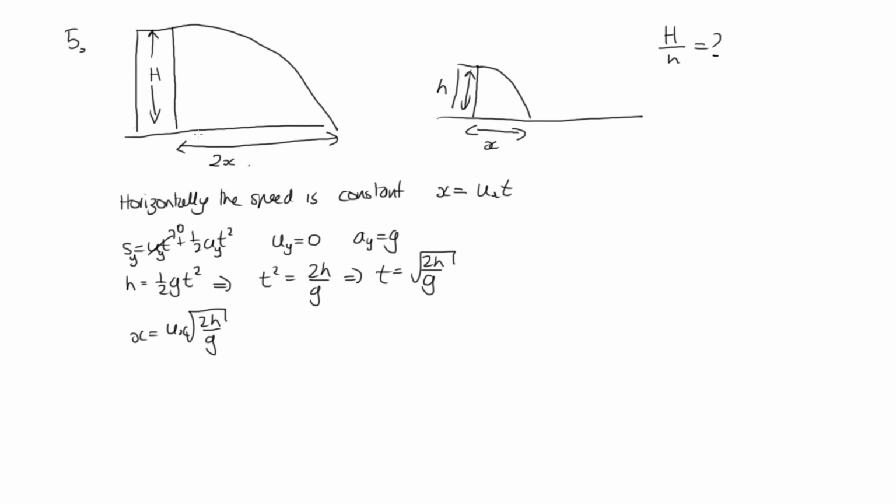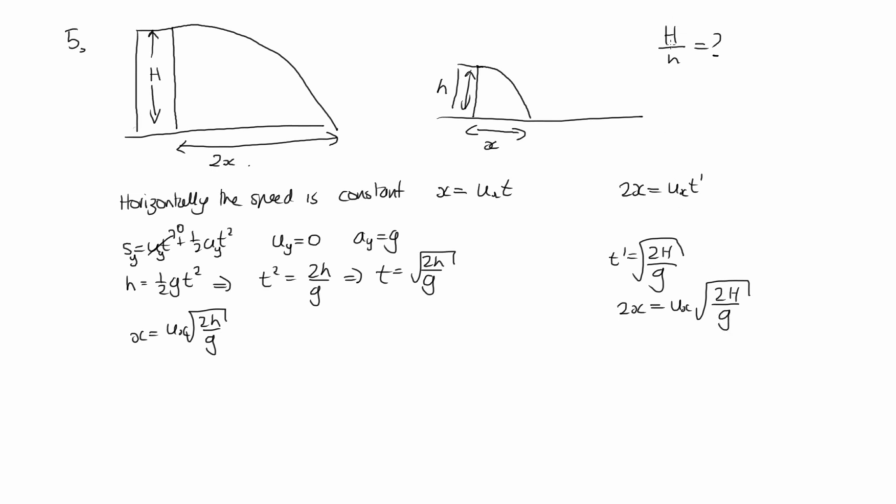Now the only thing that's different between these two is here we've got 2x, so 2x here will equal ux times t dash, where t dash is the time it takes this stone to get to the ground. We calculate that the same way, but rather than little h here, it falls a distance capital H. So we've got t dash is equal to the square root of 2H on g. And so we can write for this taller building, 2x is equal to ux times the square root of 2H on g.